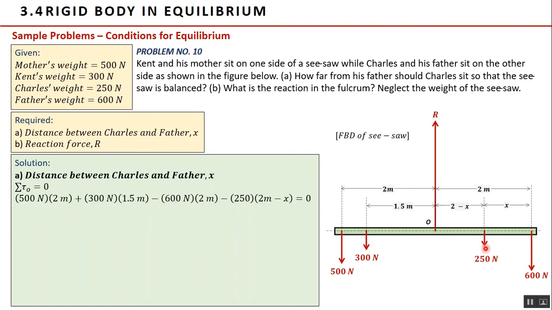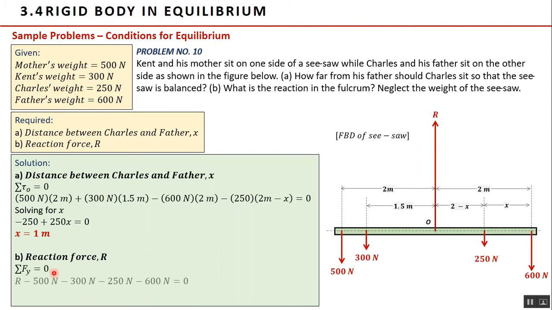Lastly, the torque produced by Charles is clockwise, so it is negative 250 times its lever arm, or distance from point O, 2 minus x. Then, we equate this to 0. From here, we solve for x, therefore x is 1 meter. It means that Charles should sit 1 meter in front of his father, so that the seesaw maintains its horizontal position. Then for letter B, we simply use summation of forces along the y-axis equals 0.